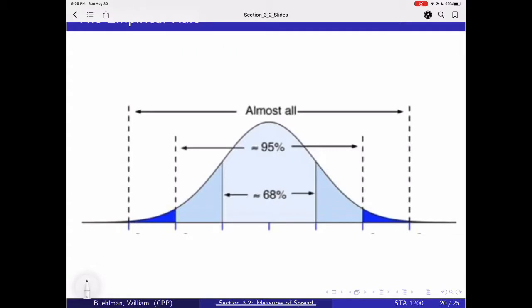This little graphic shows us here if we have a population mean mu in the middle that 68% of the data should be within 1 standard deviation plus or minus. 95% of the data should be within 2 standard deviations plus or minus. And almost all of the data should be within 3 standard deviations plus or minus. So this is just a way for us to visually see what we're talking about.